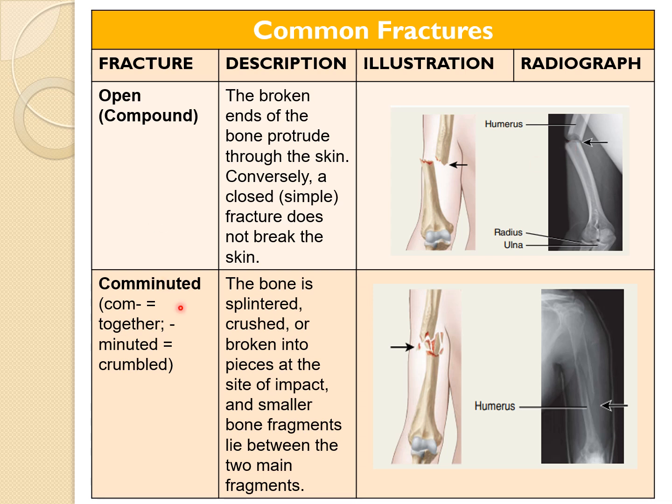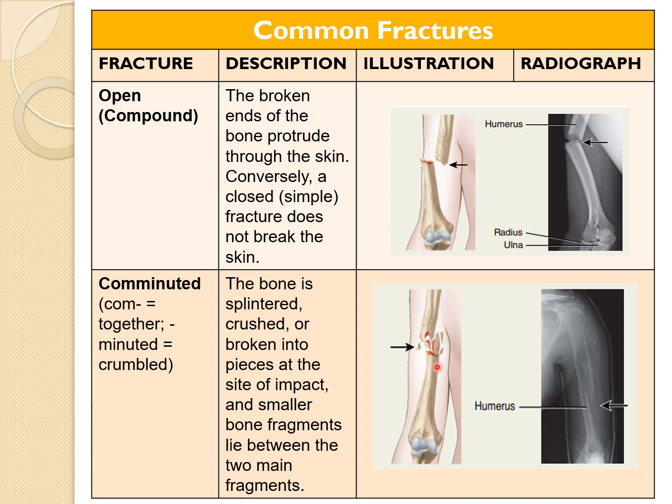The next common type of fracture is comminuted fracture. Comminuted means crumbled. Com means together. Here the bone is splintered or crushed or broken into pieces at the site of impact, and smaller bone fragments lie between the two main fragments.